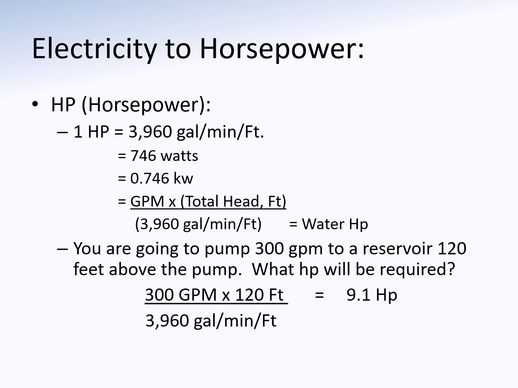So you're going to pump 300 gallons per minute to a reservoir 120 feet above the pump. How much horsepower will be required? You would take your 300 gallons per minute times 120, and then you would divide that by the 3,960 gallons per minute per foot. As you can see, you've got some common units here that you can cross out, and you're left with horsepower. So that would equal 9.1 horsepower, and that's what's needed to pump up to that reservoir.